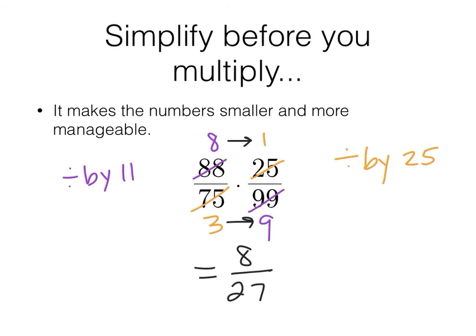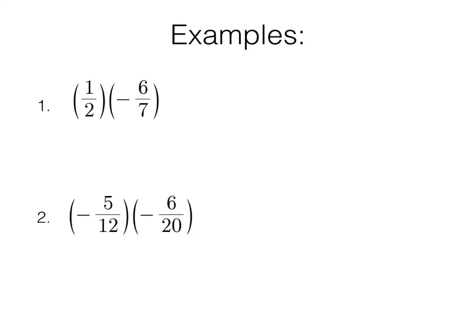So let's try some. Okay, you only have 3 more problems to go in this video because for the multiplication, there's just not as much to practice. So let's take a look here. We've got 1/2 times -6/7. Well, the first thing I notice is that it's a positive times a negative, so I know my answer is going to come out negative. Okay, so I definitely know my answer is coming out negative.